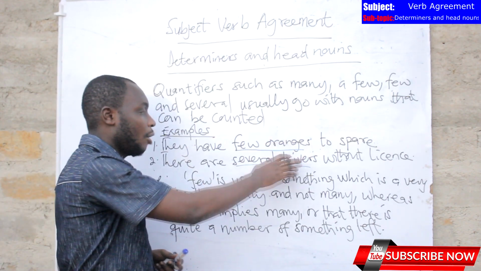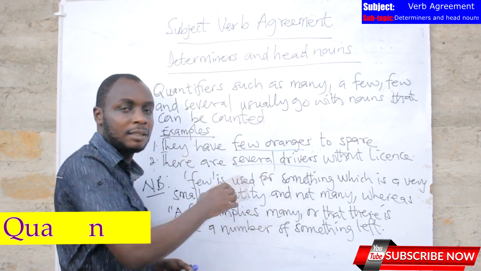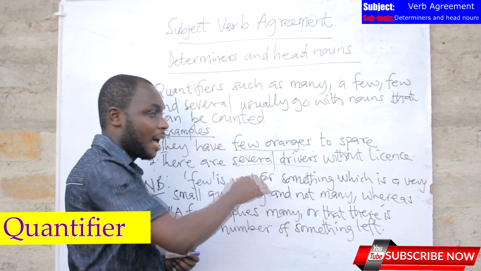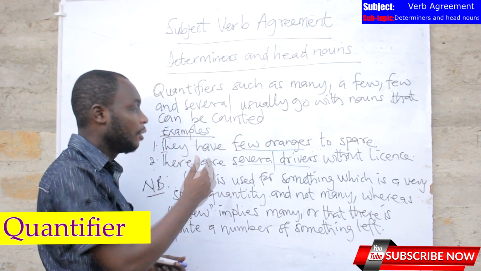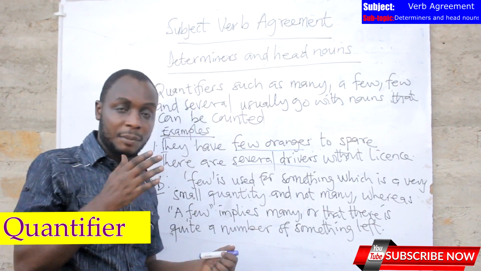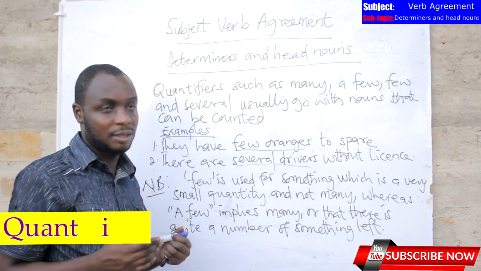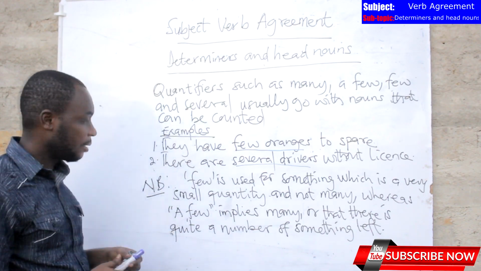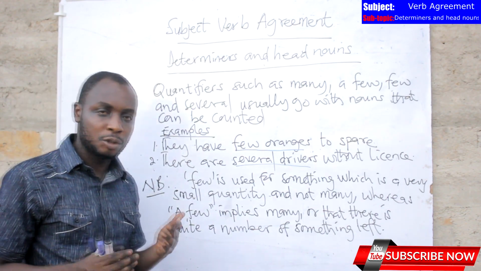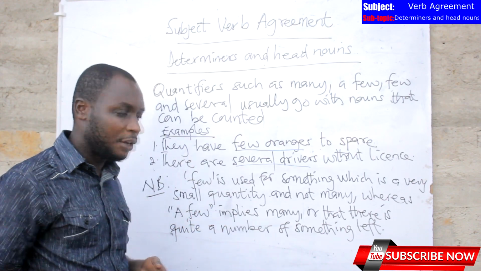You can see that they all go with countable nouns, and the nouns are in their plural forms. Few oranges and drivers, they can be counted, whereas others cannot be counted. So let's take a look at some differences between few and a few.